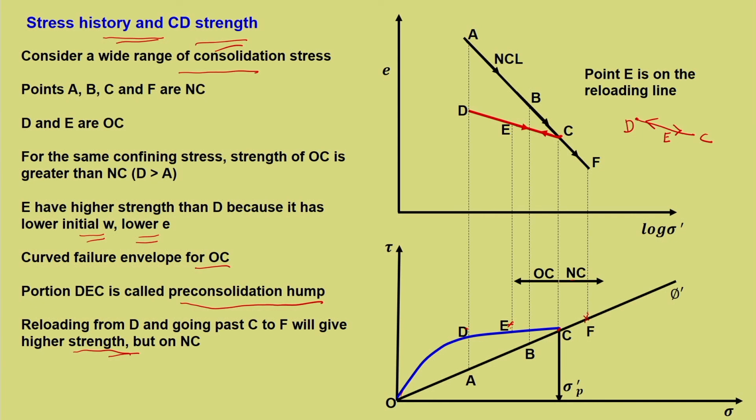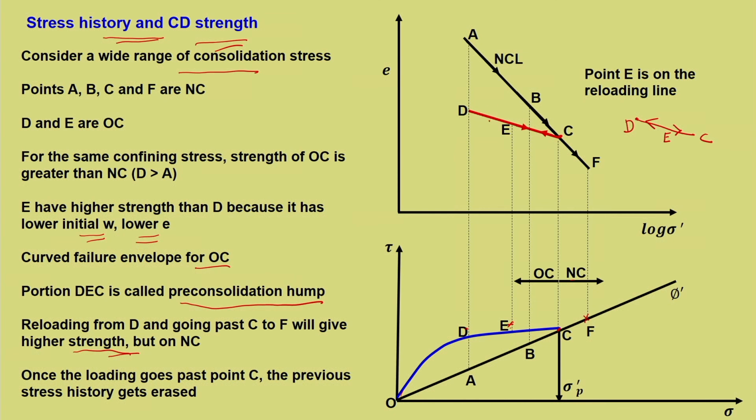So now F is on the normally consolidated line, but this particular F has already been subjected to this overconsolidation in the past. Once the loading goes past C, it erases all its previous memory. So what has been done in the CD link, that particular thing is lost now. Once it reaches C, it again comes back to a normally consolidated state. So once the loading goes past C, the previous stress history gets erased. Now it is left for a new pre-consolidation pressure, maybe at F. So this becomes a new pre-consolidation pressure if it is unloaded from F.